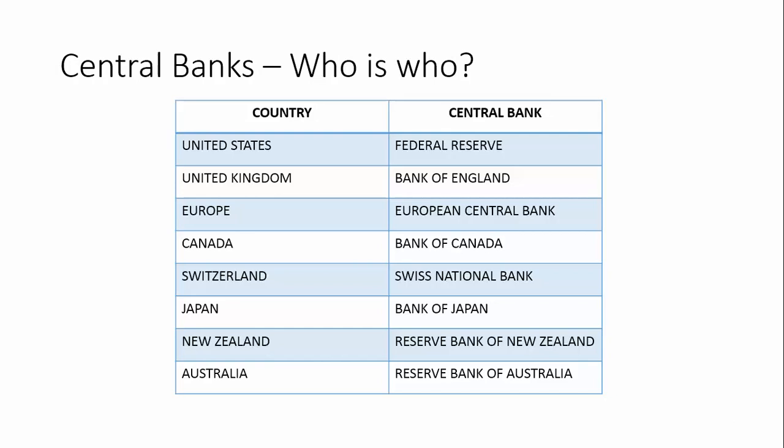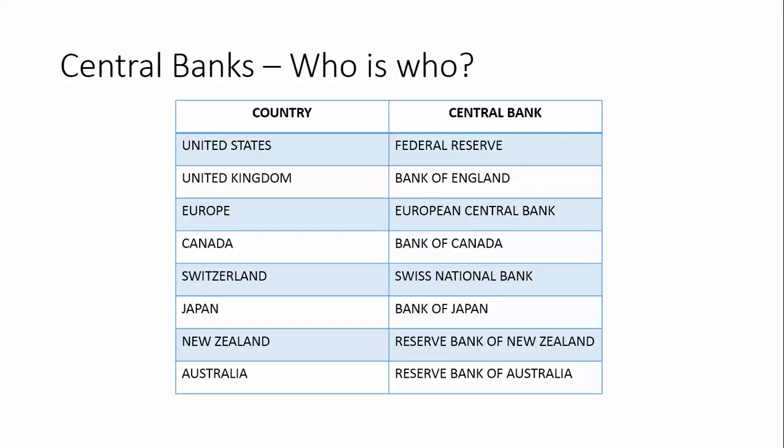So in regards to central banks, who is who? Well, we're going to concentrate on the developed nations, as we can see here. On the left-hand side, it's just stating the country, and on the right-hand side, it's the central bank, so you're aware of which is which. So in the US, it's the Fed, the Federal Reserve. In the UK, Bank of England. In Europe, the ECB, or the European Central Bank. In Canada, it's the Bank of Canada.